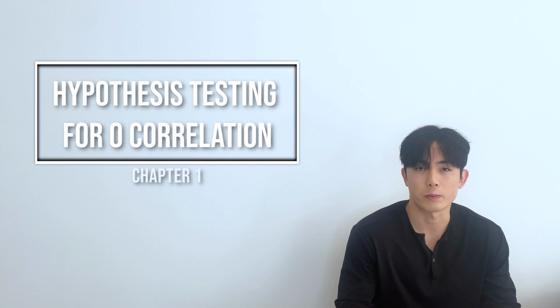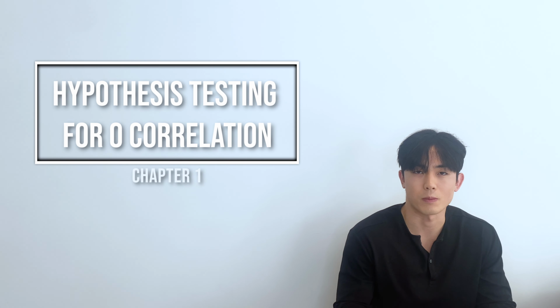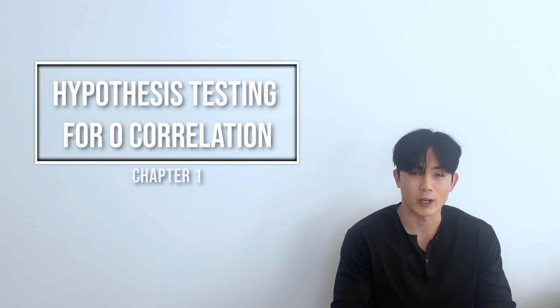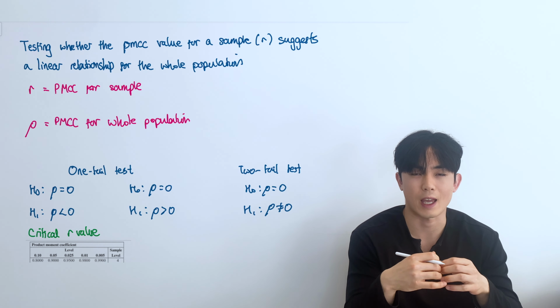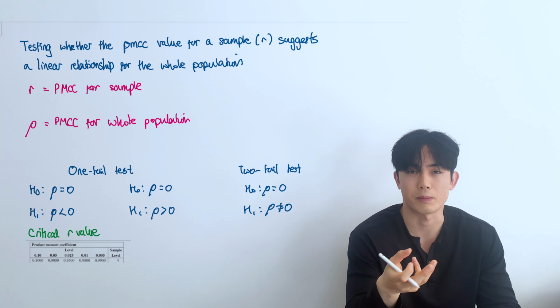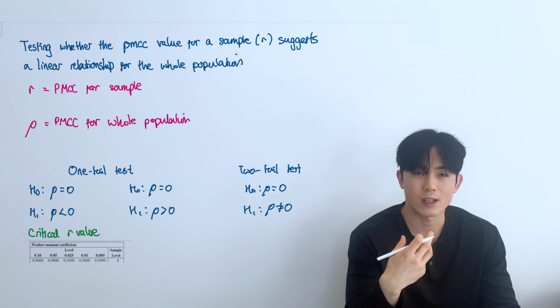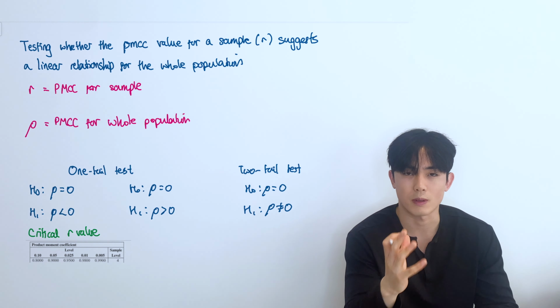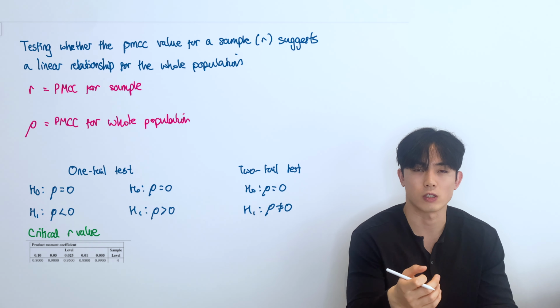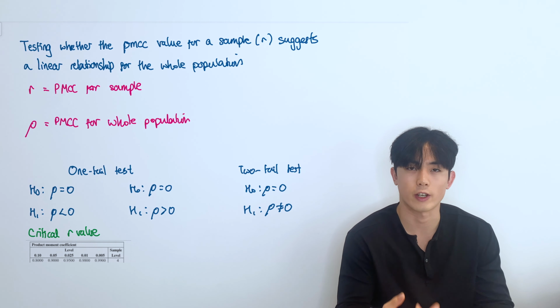Alright, so carrying on from the previous video where we looked at the R value, the PMCC value, we're now going to be looking at whether we can do a hypothesis test for zero correlation. So what this means is if we have a sample of X and Y values and we can work out our PMCC value using the calculator, as we just looked at in the previous video, we can now suggest, does that mean that the whole population has a correlation because of the sample's correlation? So that's what we're trying to test.